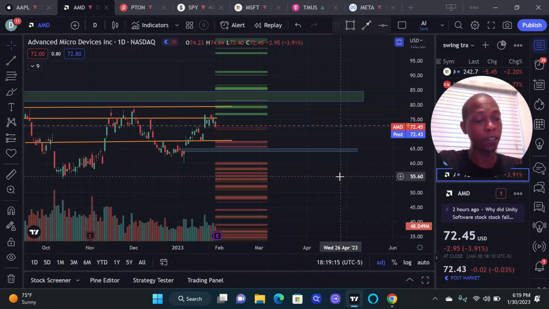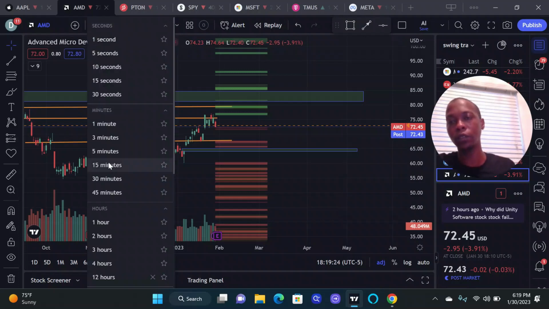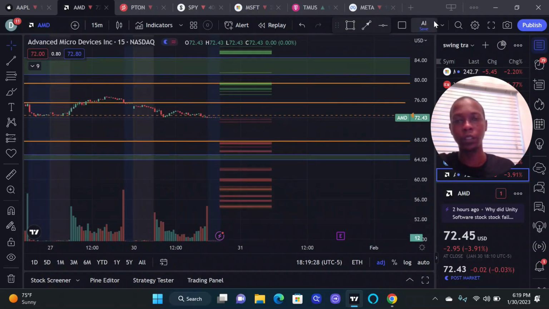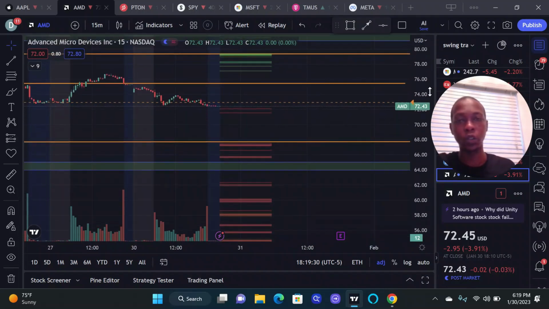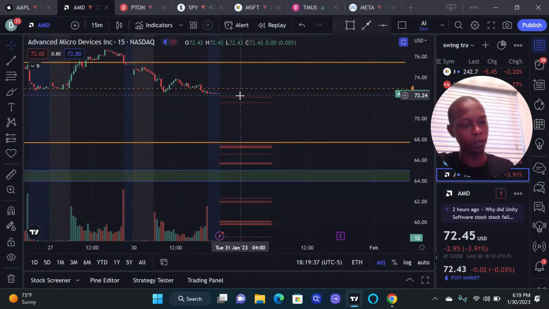Wow. AMD might be about to run after hours and it's not showing on here. Let's see if we can get after hours. Let's go here, get to 15 minutes. No. It's not showing on here. What did it run up to? It's showing after hours at 5:10. On Robinhood, it's showing that it ran up to 74.18.